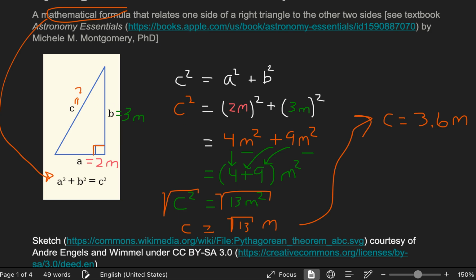Now the last thing we want to do is make sure that this answer makes sense. We know the shortest length is 2 meters, the middle length is 3 meters, and this hypotenuse is just slightly longer than our longest side of B. So it's logical that the C could be 3.6 meters, which is just slightly longer than 3 meters. So I'll accept the answer, and I'll put a box around it, and that is my answer.